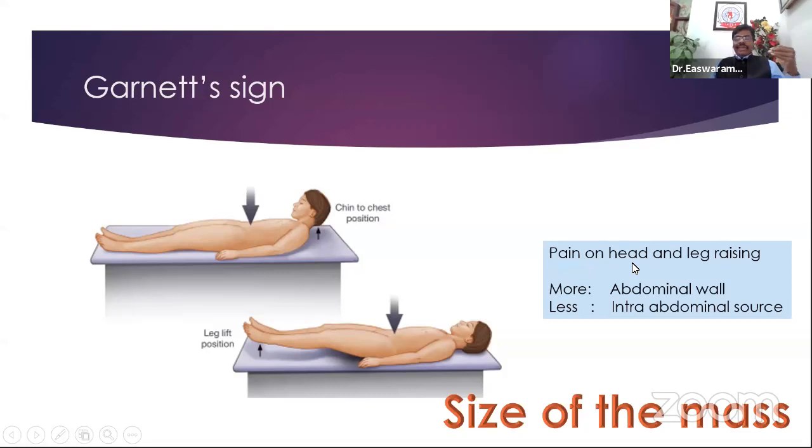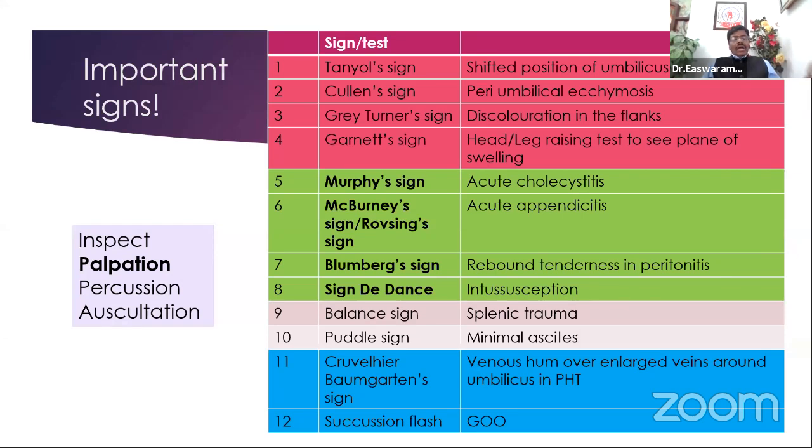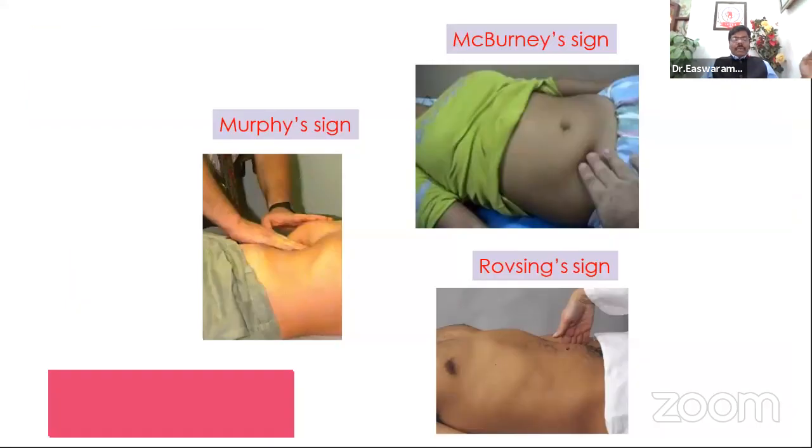If you have increased pain on head raising, that is an abdominal wall or parietal pain, whereas if the pain is decreased on palpation on head raising, it is an intra-abdominal pain source. So that's where it is used, just for you to know the clarification. On palpation, there are at least 4 signs. All the 4 signs, thankfully, we discussed already. That is Murphy's sign, McBurney's sign, and Rovsing's sign.